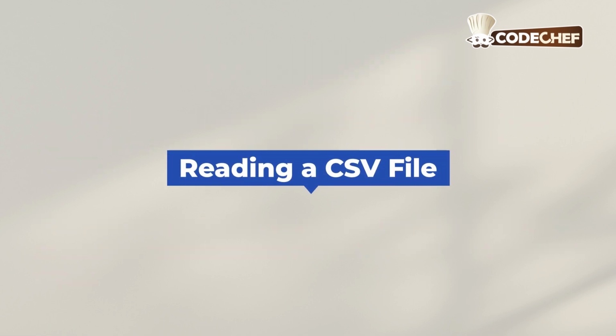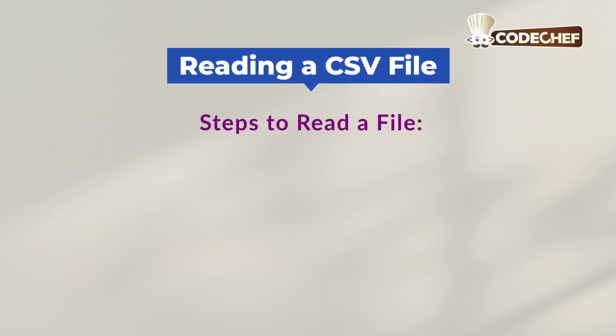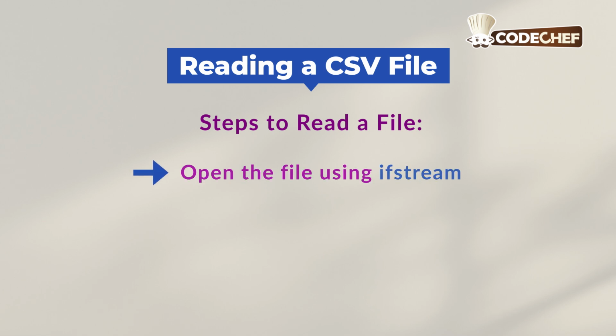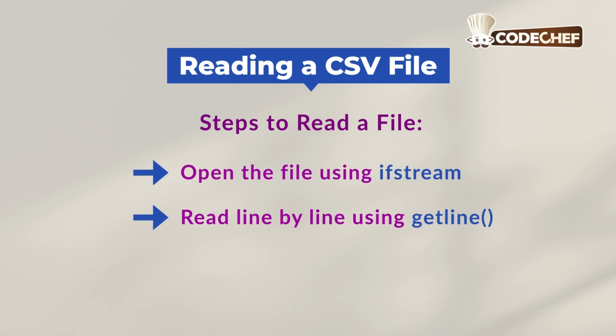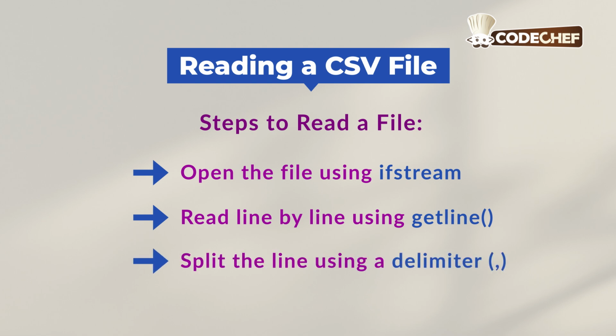Reading a CSV file. Steps to read a CSV file include: first, open the file using ifstream. Then, read line by line using the getline method. And then, split the line using a delimiter, which is basically a comma. Now let us go to the CodeChef platform to see how to read a CSV file in C++.